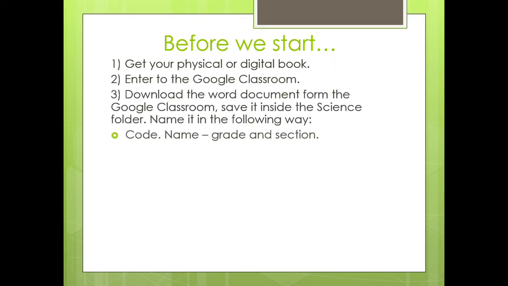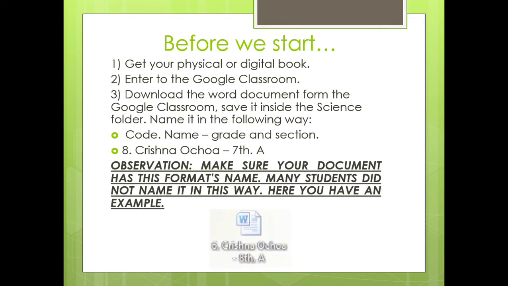Before we start, get your physical or digital book, enter to the Google Classroom, and make sure to download the Word document that I attached to the Google Classroom post from today. Save it inside the science folder that you should already have at your desktop. And please name it this way, include your code, your name, grade, and section. There you have one example. My code will be number 8, my name, Krishna Ochoa, and Leslie, grade and section 7th A.